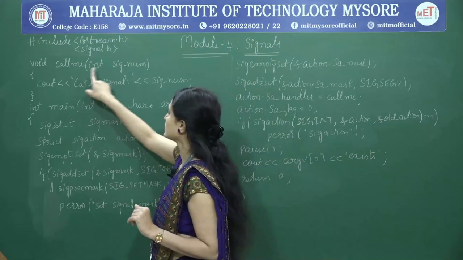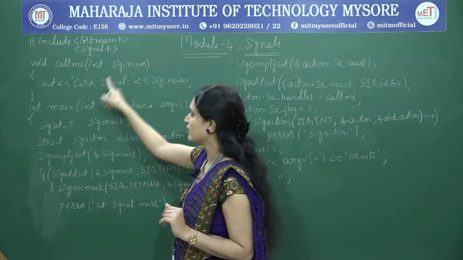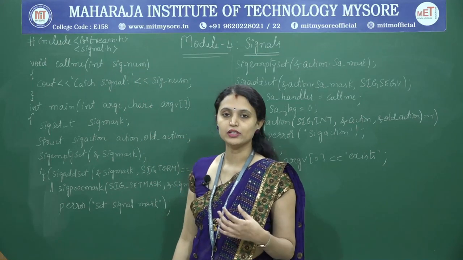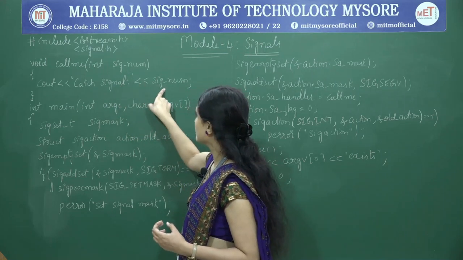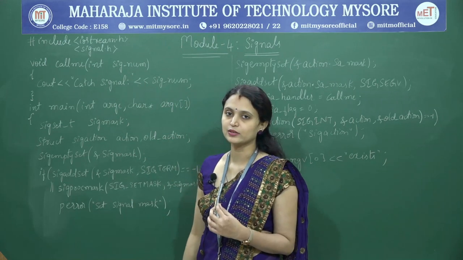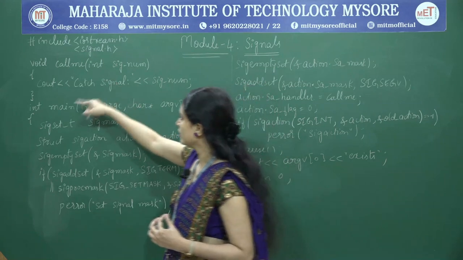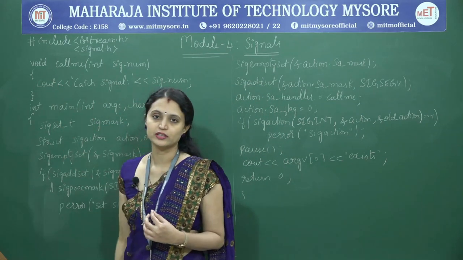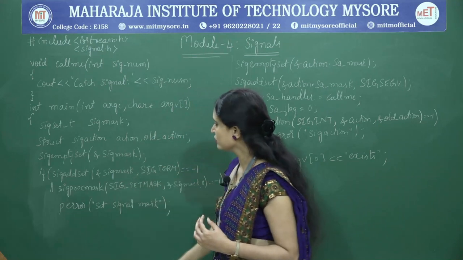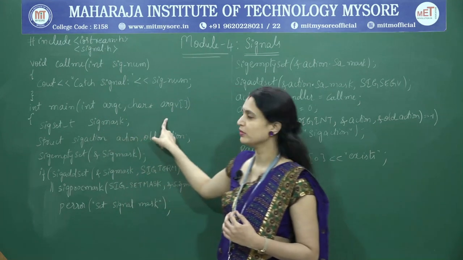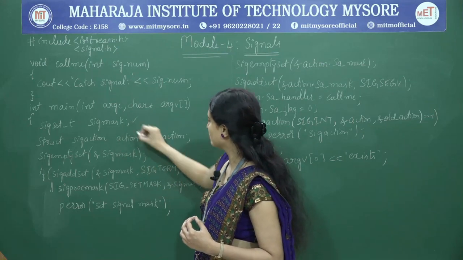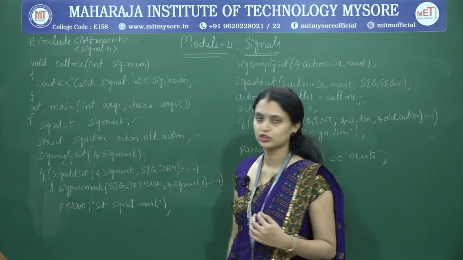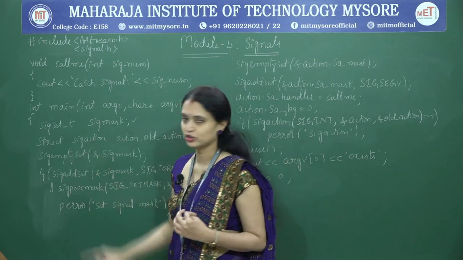The call me function has one argument, that means a particular signal number, and what we are doing here is just printing that caught signal, sig_num. Since it is not returning anything, the return type is void here. Next the main function, along with the command line arguments. We have declared the variables sig_mask, action and old_action, which are of type struct sigaction.